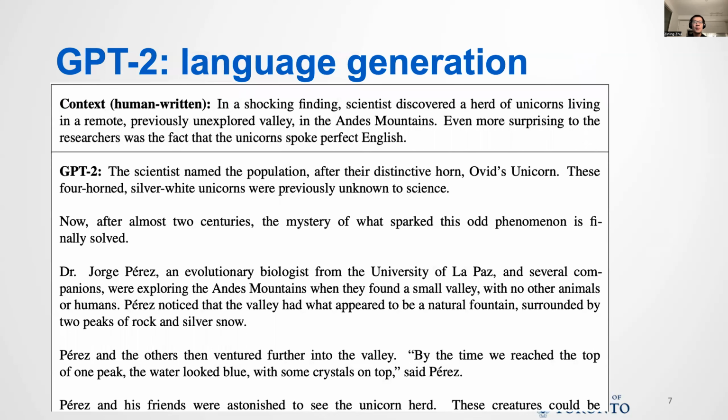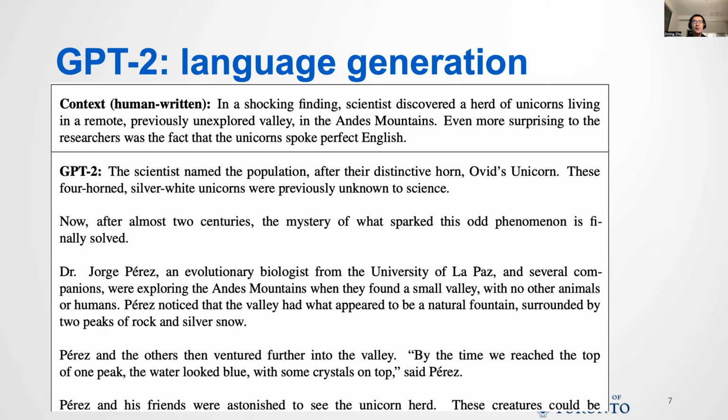GPT-2 had a bunch of impressive performance. It reached state-of-the-art on many classification tasks, but on this slide, I want to show you an impressive example. The researchers passed in some prompts, or the context, that were written by humans. And this prompt is about setting the stage for a scientific finding, or this is actually the head for a science fiction story, and let GPT-2 continue writing the story.